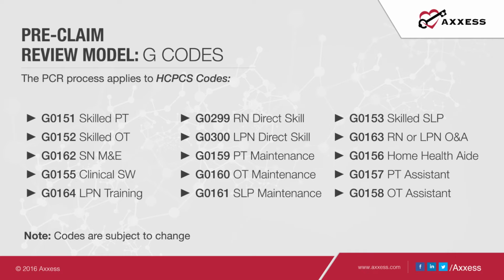G0156 is your home health aide. And G0157 is physical therapy assistant. And G0158 is your occupational therapy assistant. There is a note here that these codes are subject to change. They may include or exclude others as the study and the model goes on.